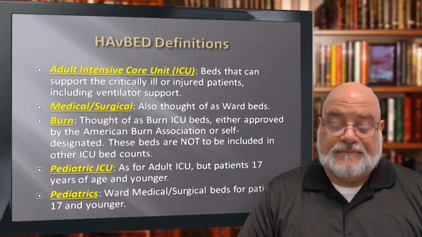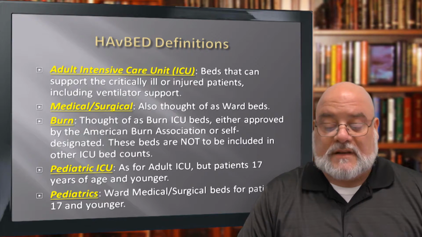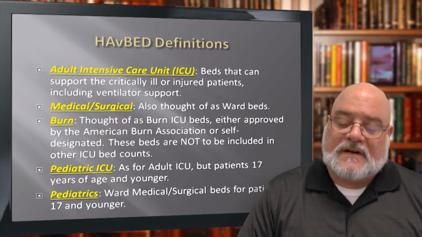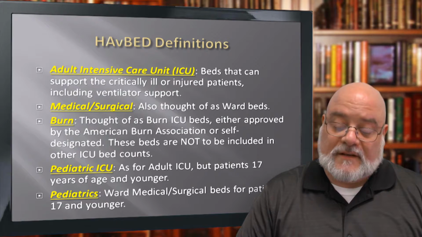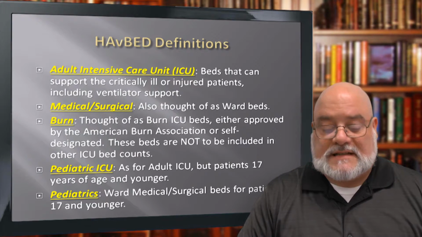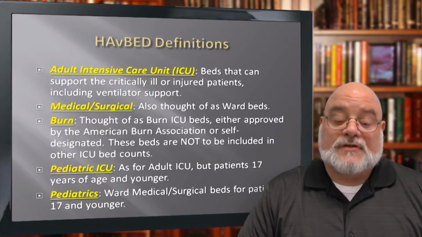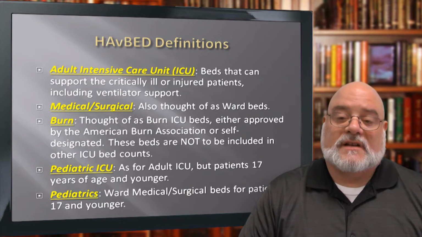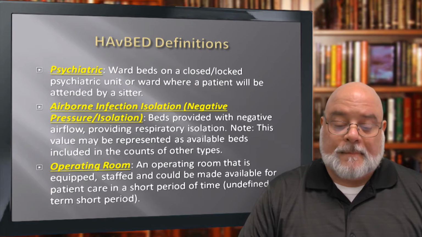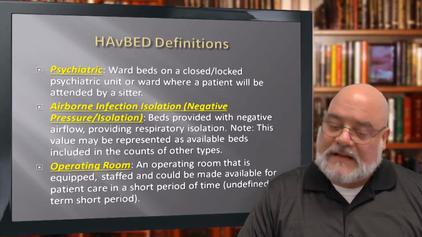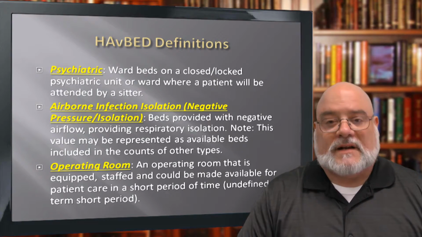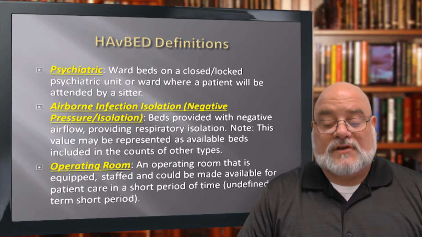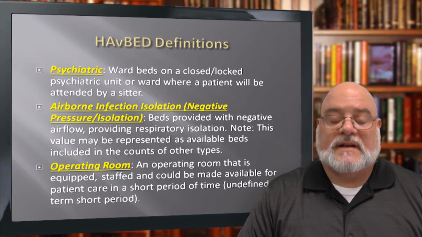Peds ICU, as for adults, but this is 17 years of age and younger. I know that many of us define a pediatric patient as 15, but on the national level it's 17. Again, pediatric ward beds, medical surge beds, these again are for patients 17 years of age and less. Psychiatric, that's a rare commodity nationwide. These beds are in a closed, locked psychiatric unit or ward where patients will be attended by a sitter.